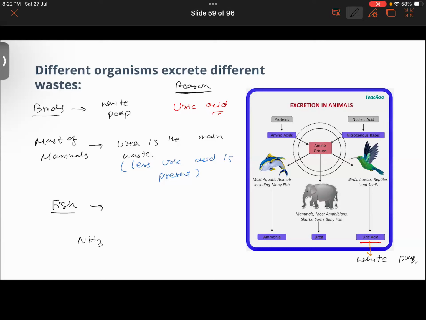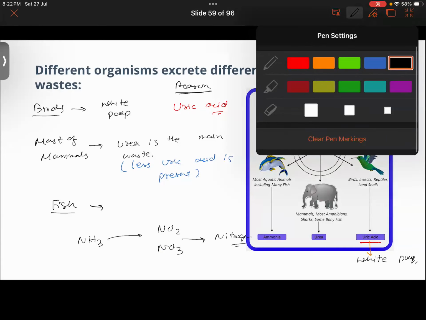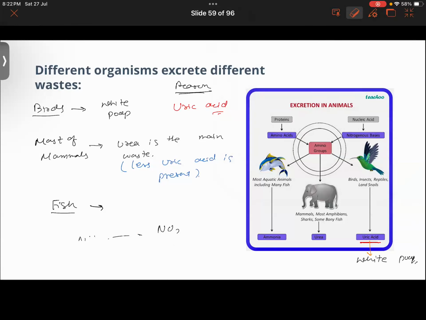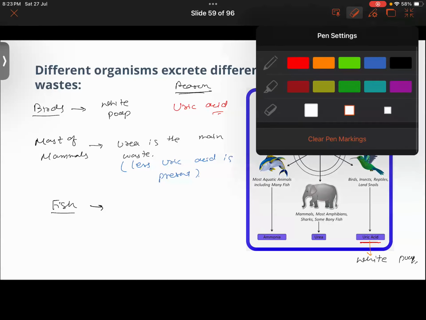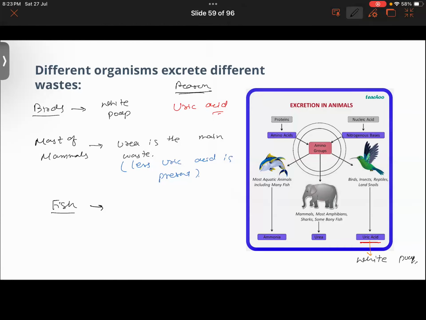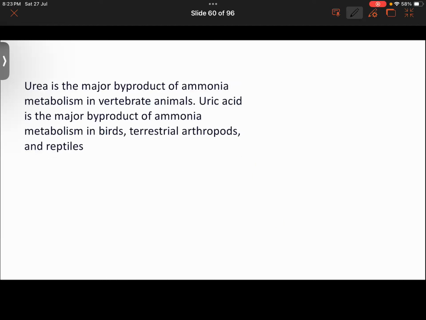Ammonia, once it is converted into nitrates and nitrites, and later on into nitrogen, is a very beneficial thing for the soil. You would be studying that later on, in the nitrogen cycle, where you would learn about that concept in detail. So the substance present in the waste of the fish is basically ammonia.